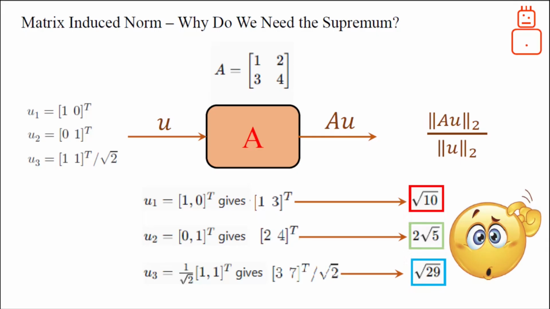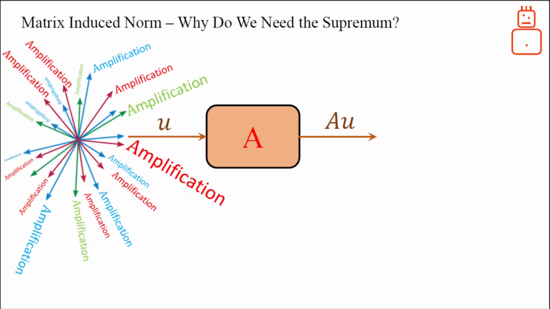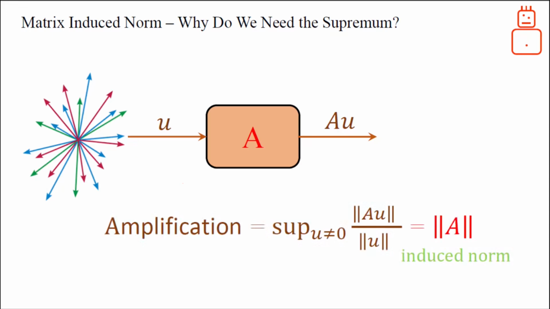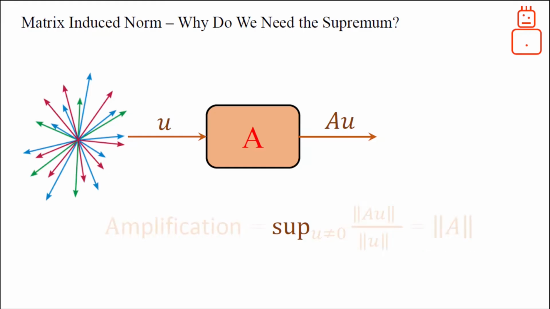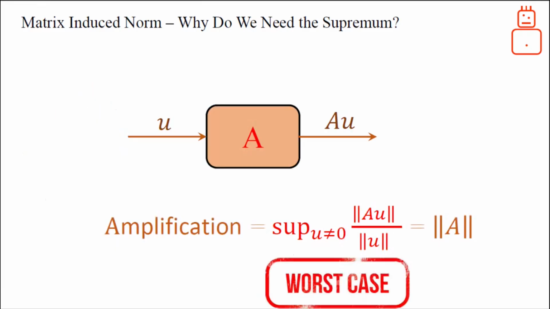Instead of choosing one particular input direction, we look at all possible input vectors. Among all these amplification ratios, we choose the largest possible one. This leads to the so-called induced norm of a matrix. This norm does not depend on the input vector, but is determined solely by the matrix elements. The symbol sup, or Supremum, means the least upper bound, or the maximum amplification the matrix can produce over every possible input direction. In other words, the induced matrix norm measures the worst case amplification of the system.